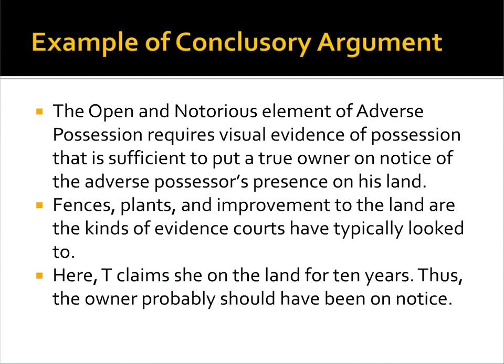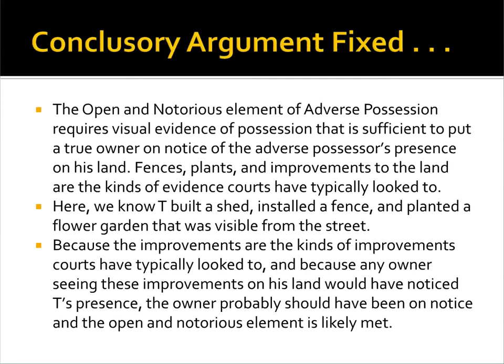So here you could say the open and notorious element of adverse possession requires visual evidence of possession that is sufficient to put a true owner on notice of the adverse possessor's presence on his land. Fences, plants, and improvements to the land are the kinds of evidence courts have typically looked to. Here, T claims she was on the land for 10 years, thus the owner probably should have been on notice. Conclusory. And what you'll see here is the conclusory argument fixed.